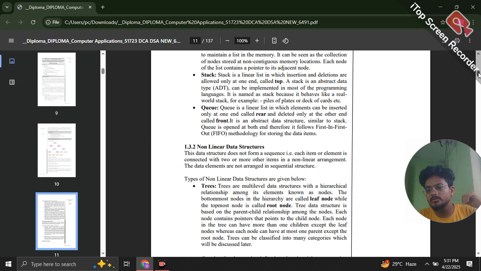So this is a train, an example of queue. For example, insertion and deletion will be done at two different points. So this is queue. So now we move to non-linear data structures.